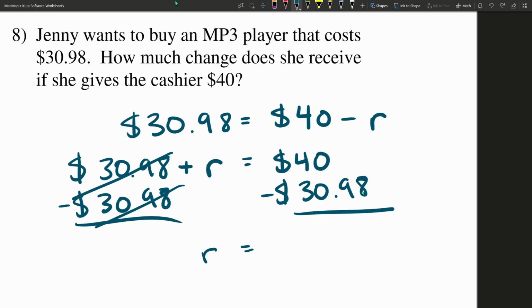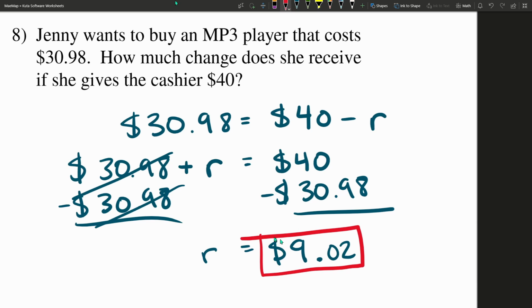Well, in my head, what I want to get to is the nearest dollar. So if I add 2 cents, that's going to get me to $31. So 40 minus 31 is going to be 9. So $9.02 was the change that Ginny received from the cashier. Let's go ahead and move on to our next page.